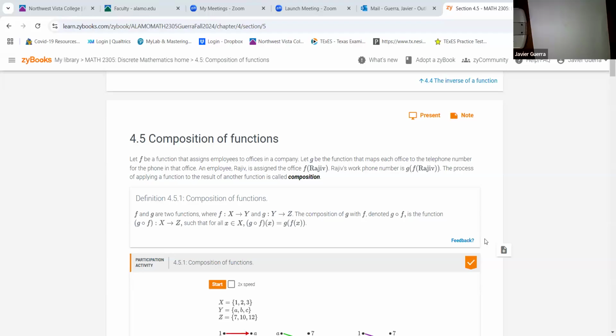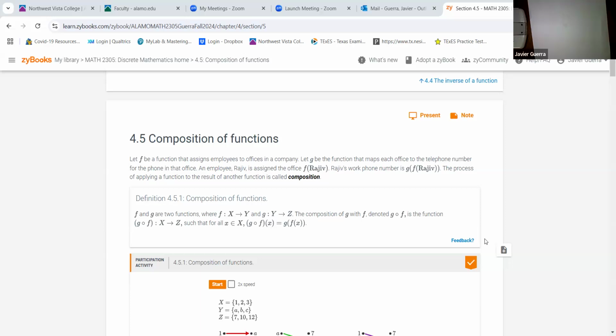Okay, today we're going to cover composition of functions. So pretty much, we let F be a function that assigns employees. An example: a function that assigns employees to offices in a company. We let G be the function that maps each office to a telephone number for that particular office.